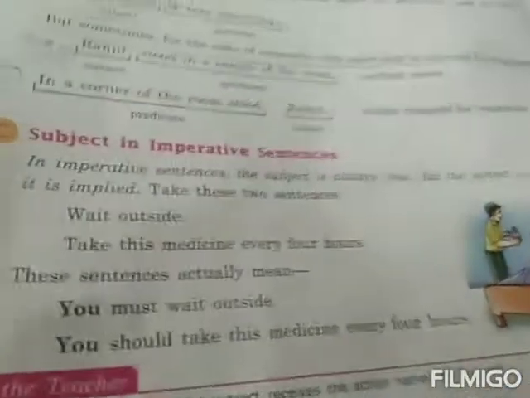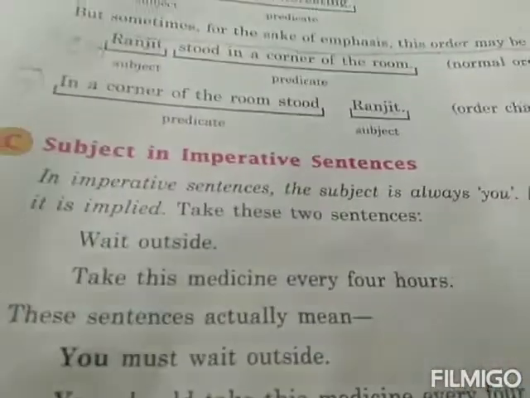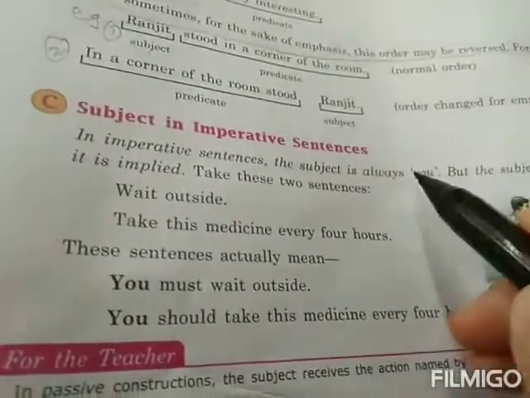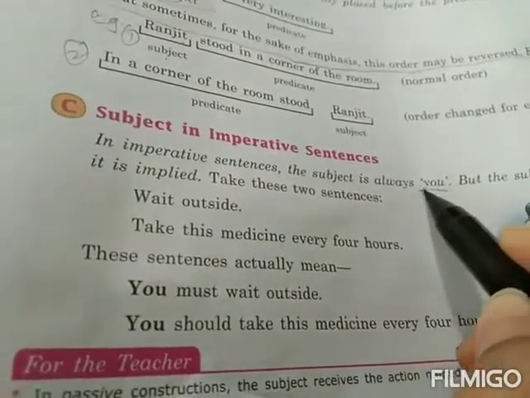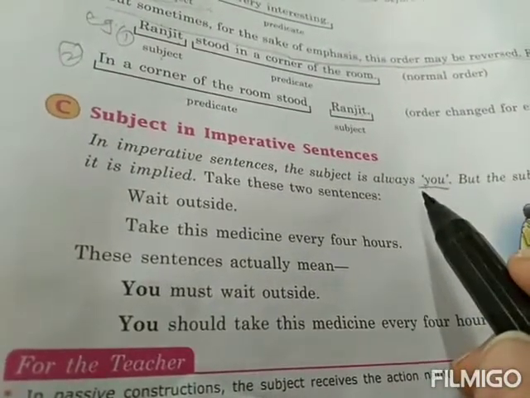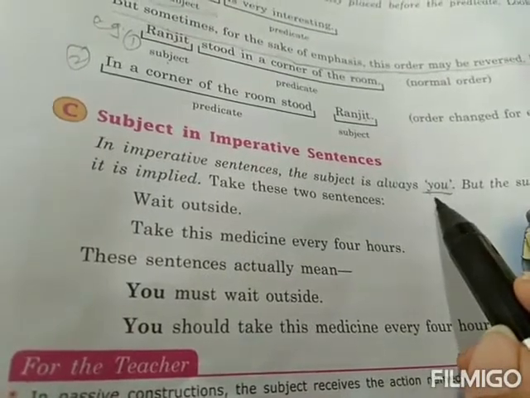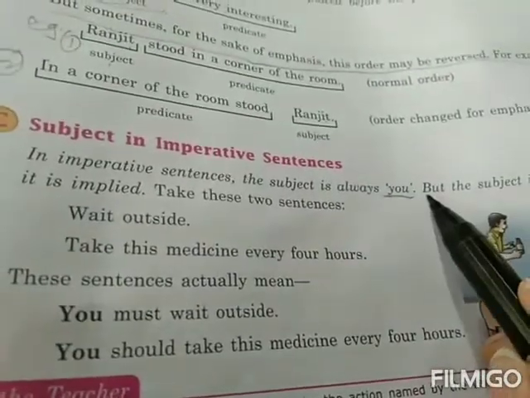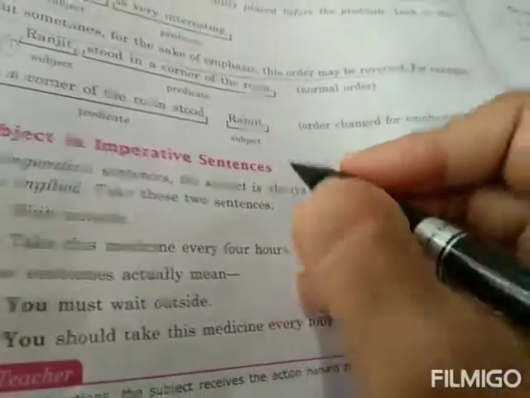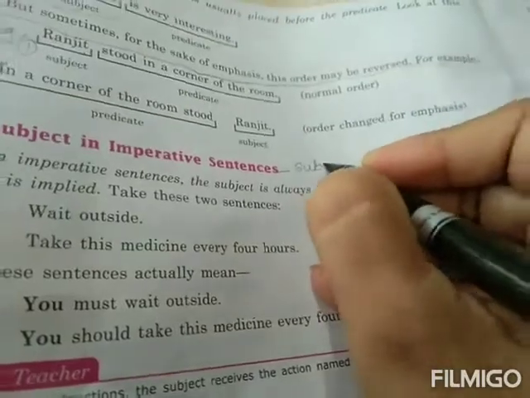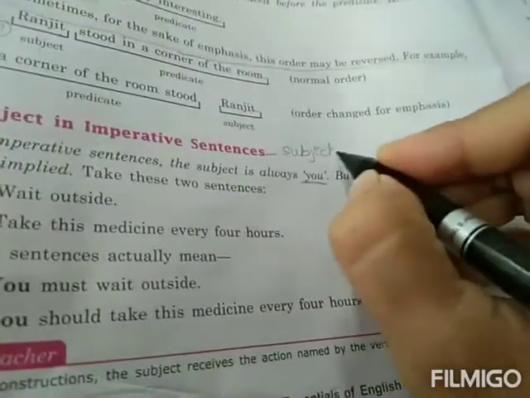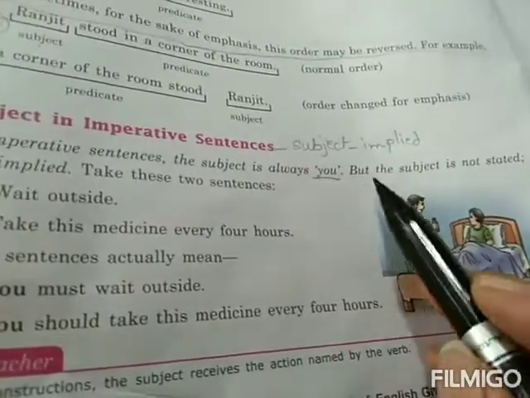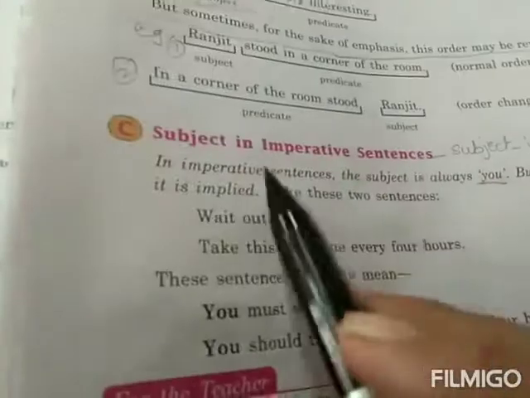Now moving forward, subject in imperative sentences. In imperative sentences, the subject is always you. In imperative, it is always understood that the sentence is telling you something. You are the subject, you have to do the action, but it is not mentioned, it is always implied. Let us read further. Here just write down the subject is implied. The subject is not stated, it is implied.